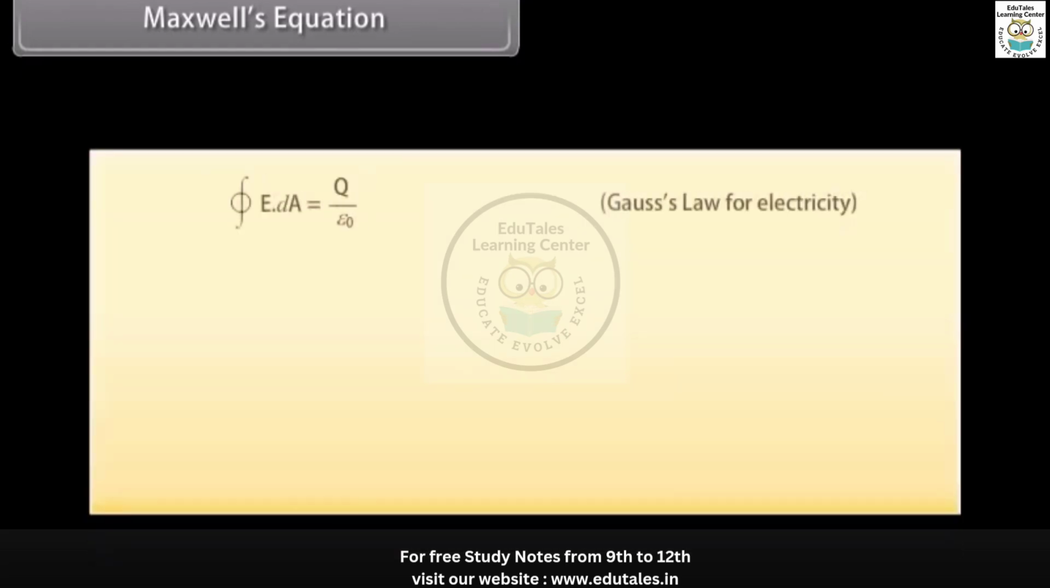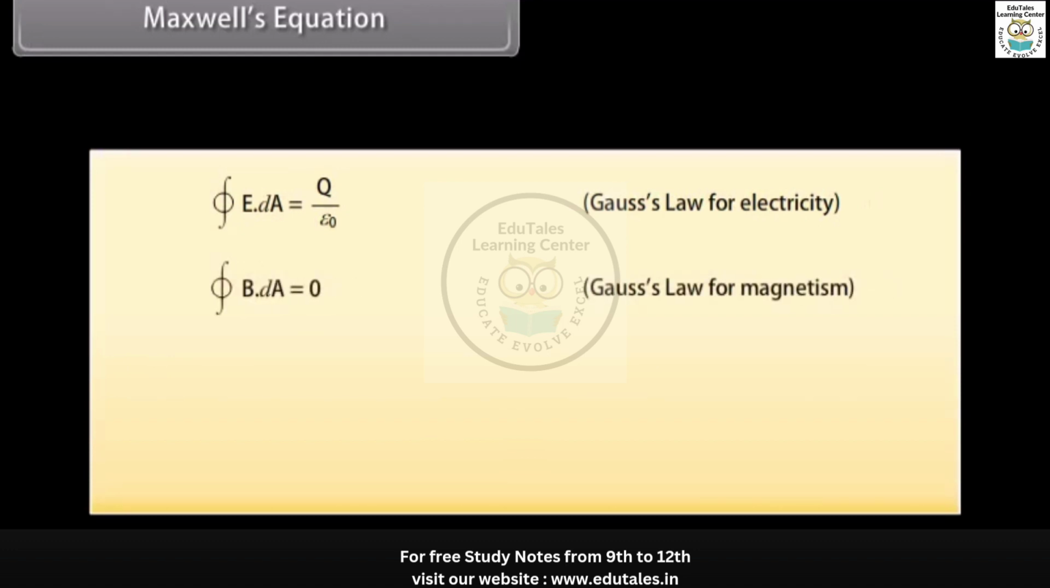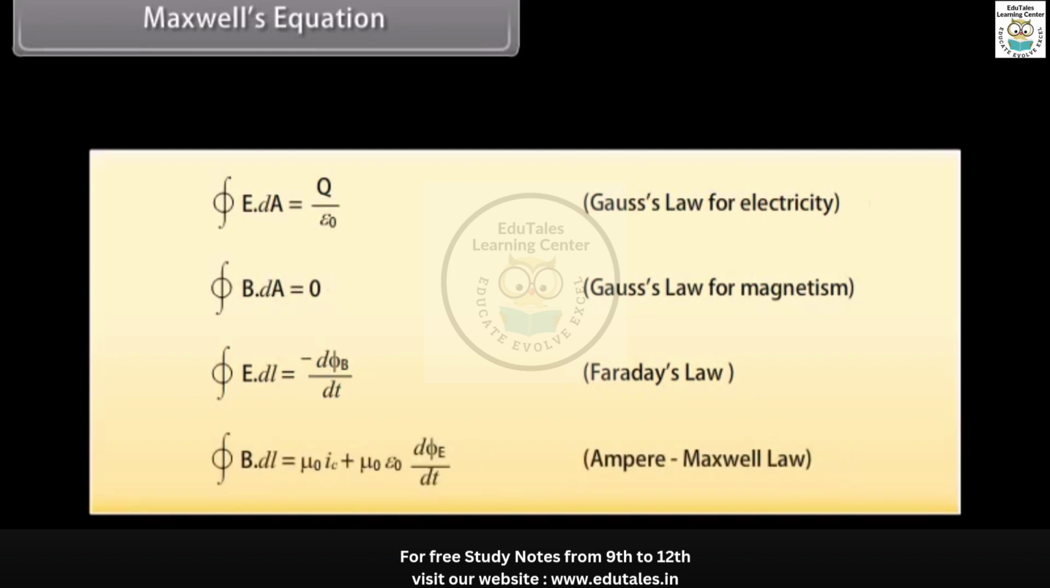Maxwell's equations. The following four equations, called Maxwell's equations, are the fundamental equations in electromagnetism. Gauss' law for electricity: closed integral of E dot dA is equal to Q by epsilon naught. Gauss' law for magnetism: closed integral of B dot dA is equal to 0. Faraday's law: closed integral of E dot dl is equal to minus d upon dt of phi B. Ampere-Maxwell law: closed integral of B dot dl is equal to mu naught IC plus mu naught epsilon naught d upon dt of phi E.